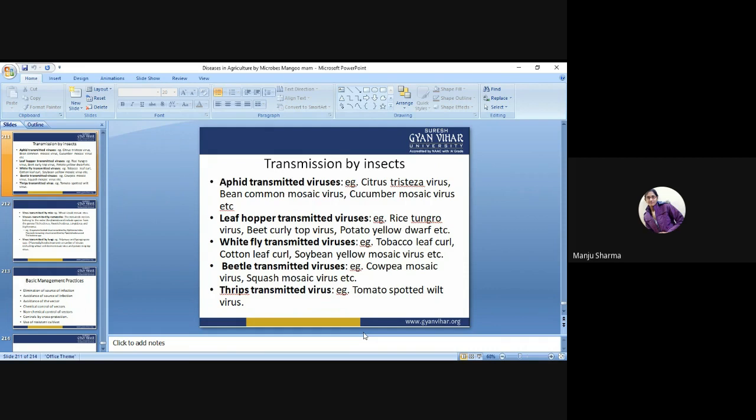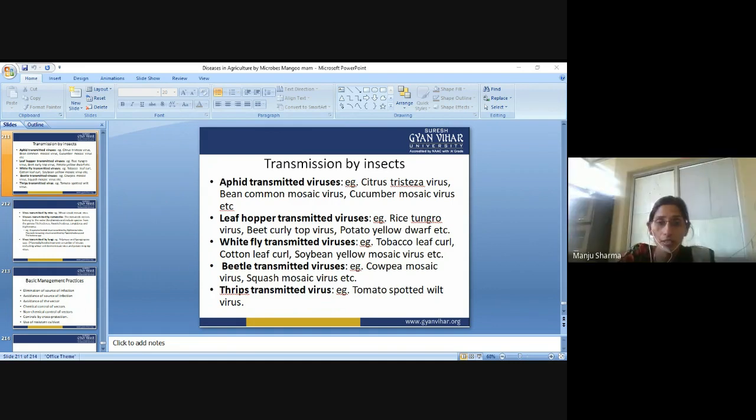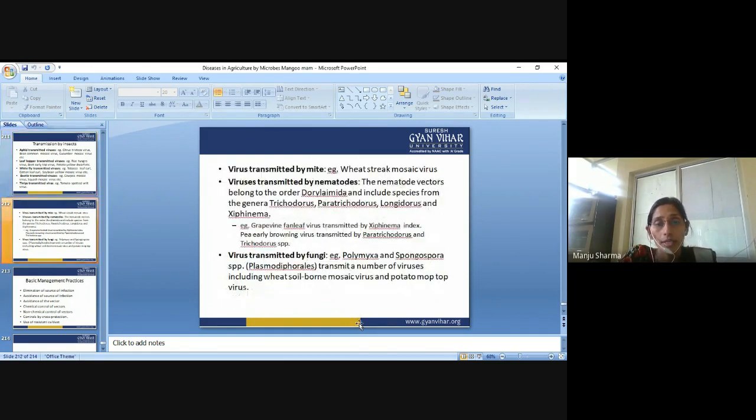Then the beetle transmitted viruses, for example, cowpea mosaic virus, squash mosaic virus, etc. Then thrips transmitted virus, for example, tomato spotted wilt virus. Virus transmitted by mite, for example, wheat streak mosaic virus. Viruses transmitted by nematodes.